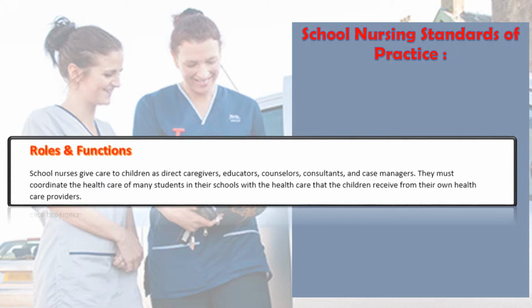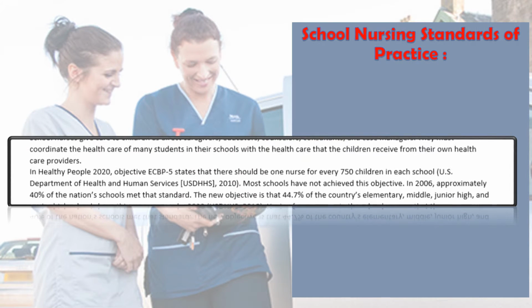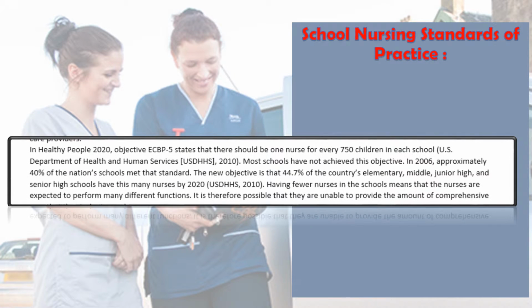School nurses give care to children as direct caregivers, that's one example, as educators, as counselors, as consultants, and as case managers. They must coordinate the health care of many students in the schools with the health care that the children are receiving from their own primary health care providers. So school nurses must also be able to understand what's going on with their enrolled student and what the doctor has prescribed. In the Healthy People 2020 objective, ECBP 5 states that there should be one nurse for every 750 children in each school. That's a big goal. It sounds easy, but imagine having to take care of 750 individuals under your care. Most schools have not reached this objective yet.